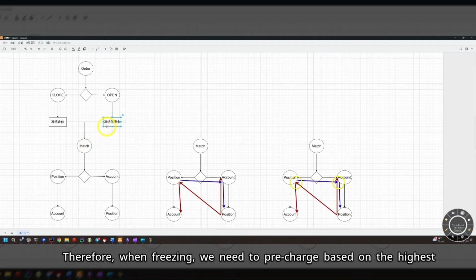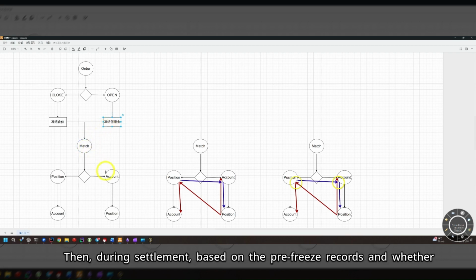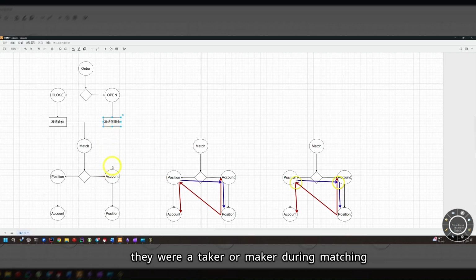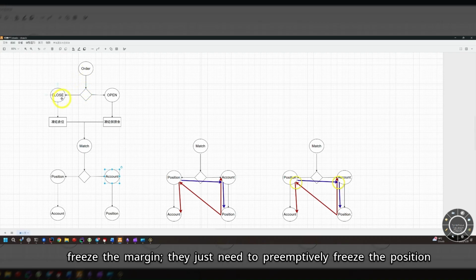Depending on whether it is a taker or maker during matching, we decide which fee to collect. Therefore, when freezing, we need to pre-charge based on the highest taker fee rate. Then, during settlement, based on the pre-freeze records and whether they were a taker or maker during matching, the fee difference is refunded. Okay. If a user is determined to be closing a position, they don't need to freeze the margin.